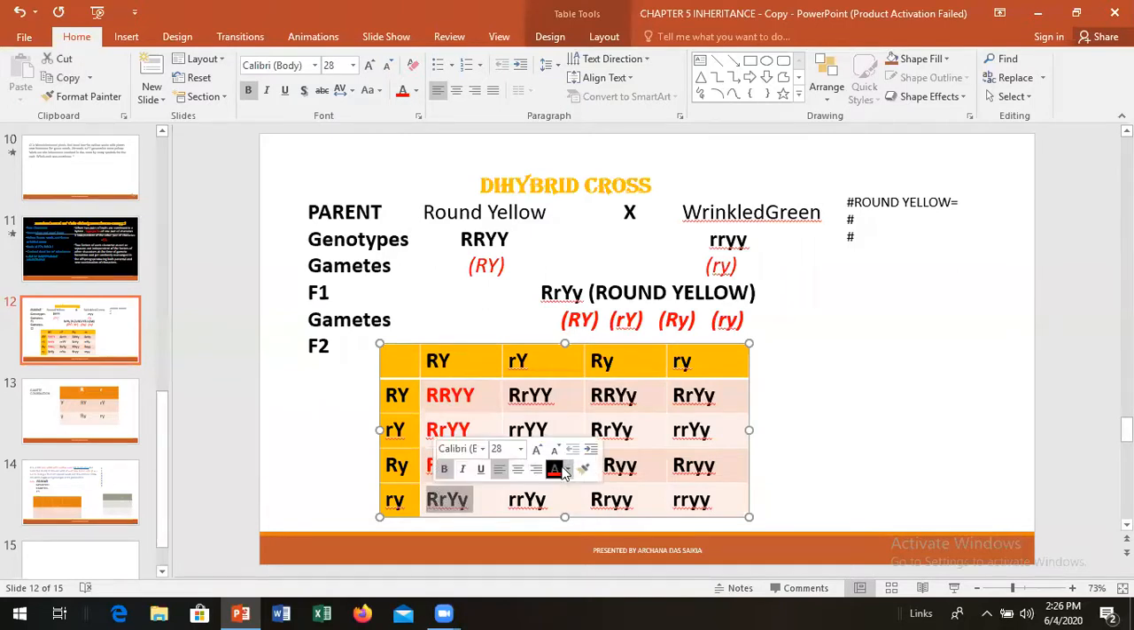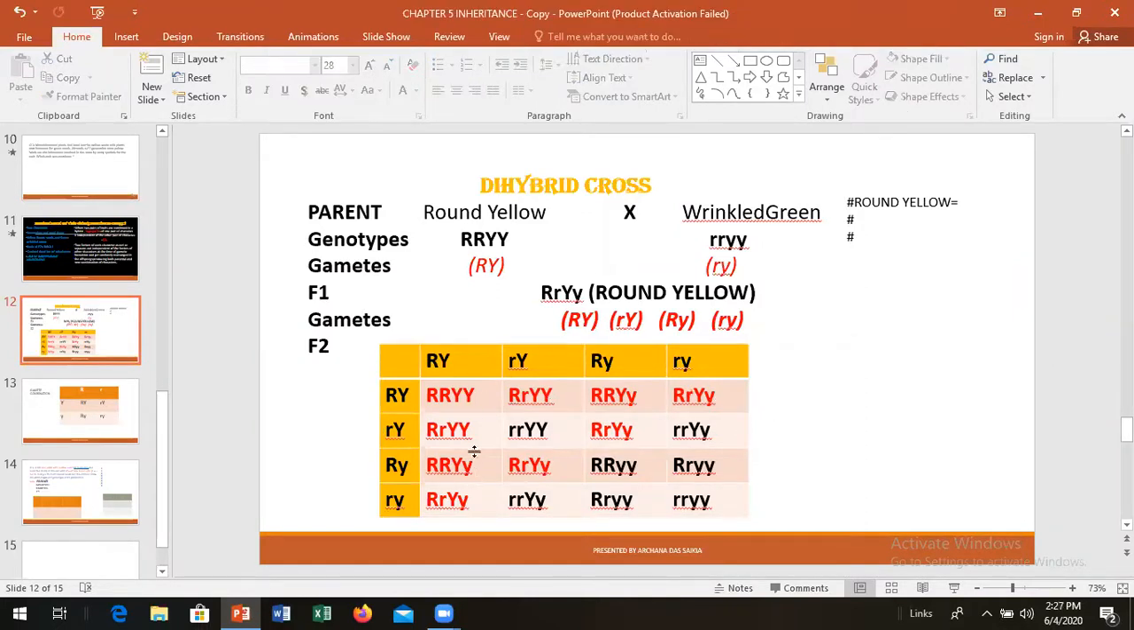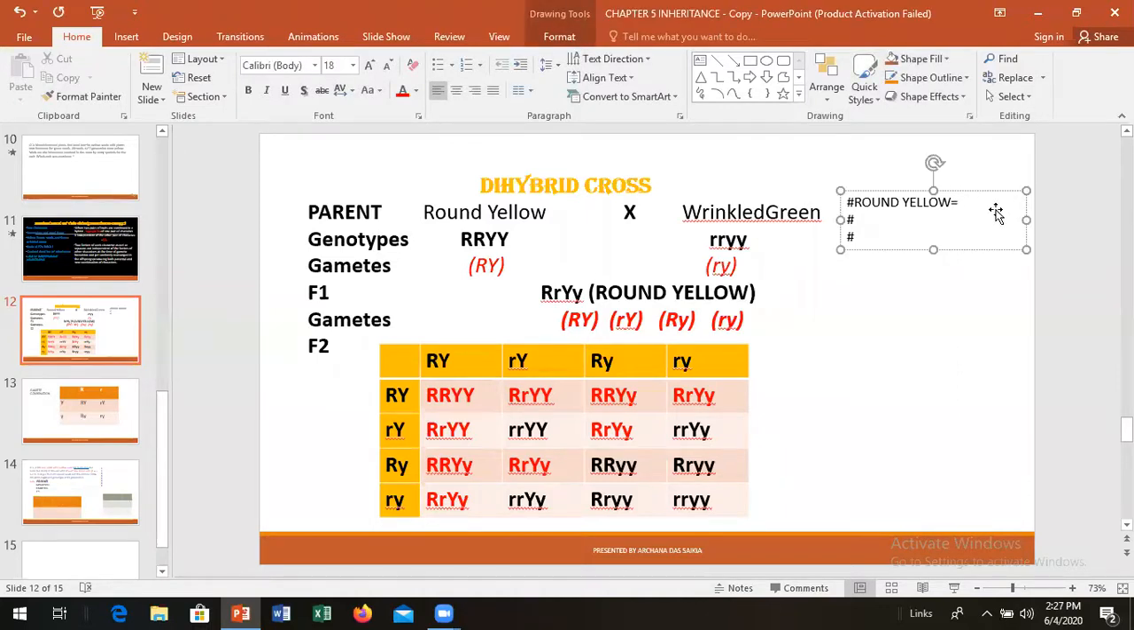Did you get now why they are round and yellow? Are you following or not? Yes, ma'am. These are the round and yellow ones also. So we got here, these are round and yellow. The red ones which I marked. How many? Count and tell me fast. 9. Okay, so there are 9 round yellow.